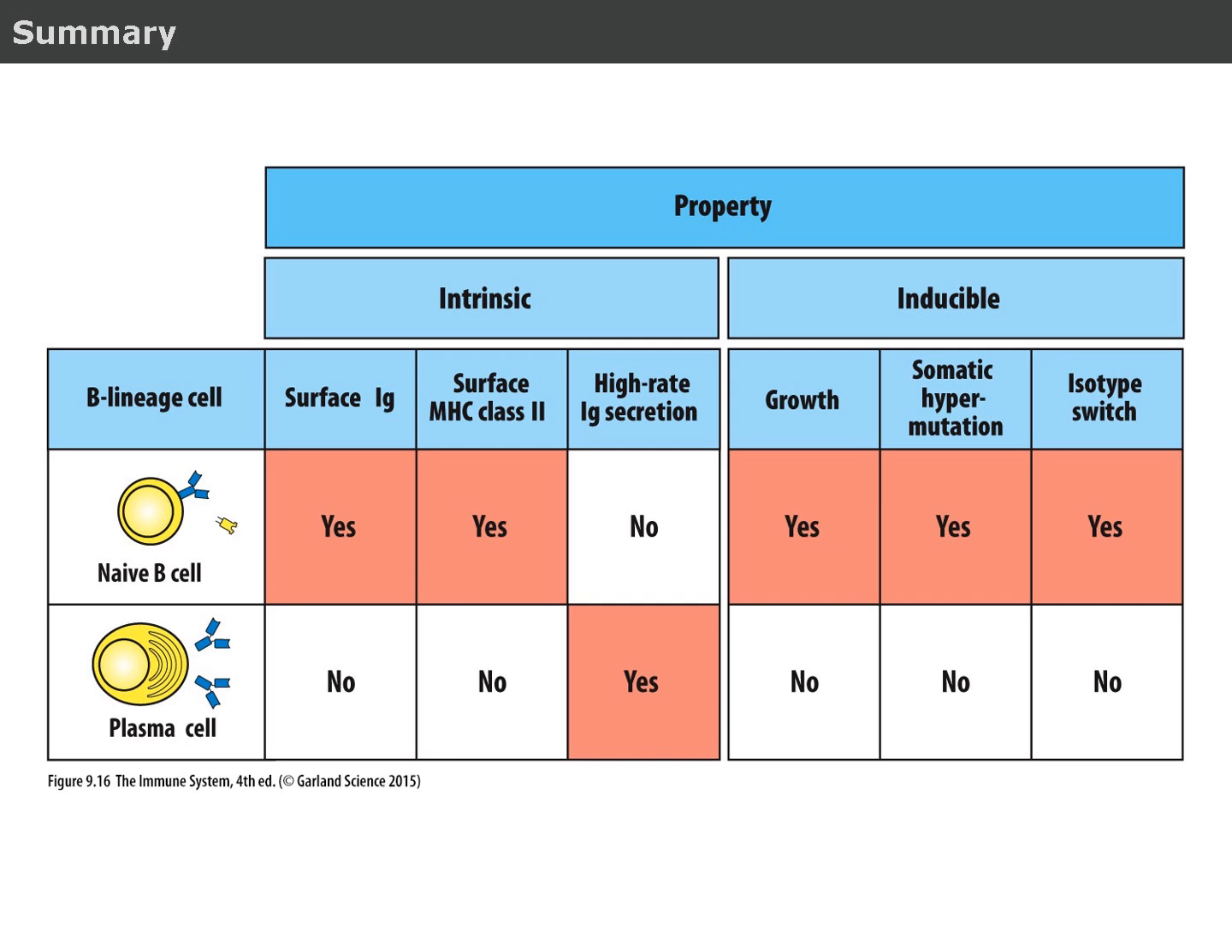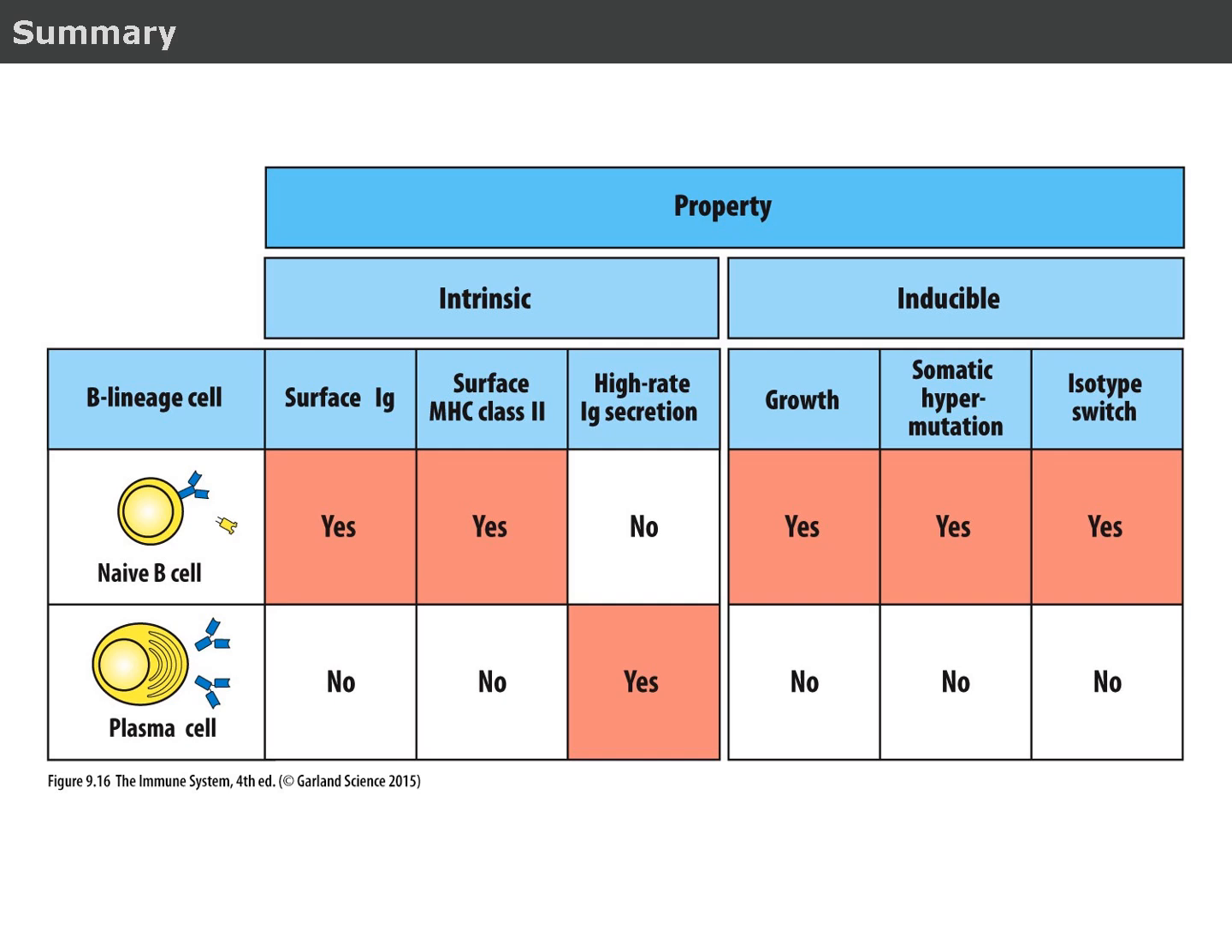This chart highlights the key functional differences between naive B cells and plasma cells across both intrinsic and inducible properties. Naive B cells express surface immunoglobulin and MHC class II, allowing them to recognize antigen and present it to T cells.